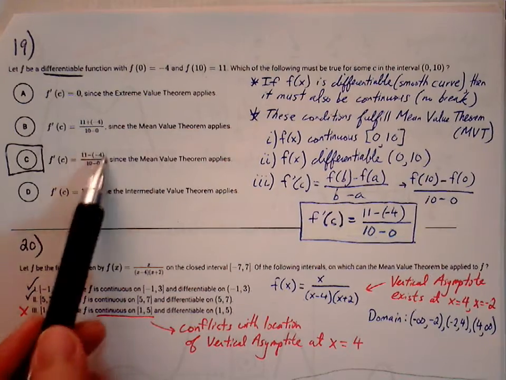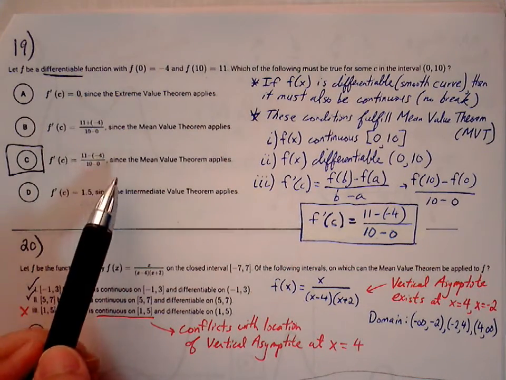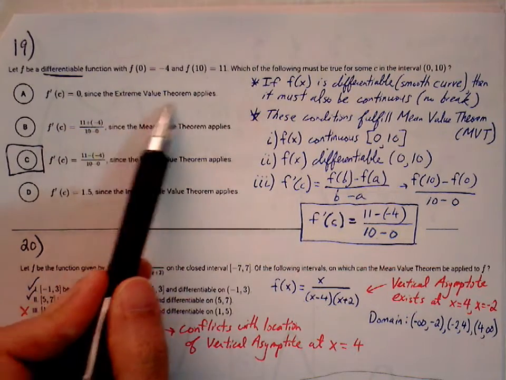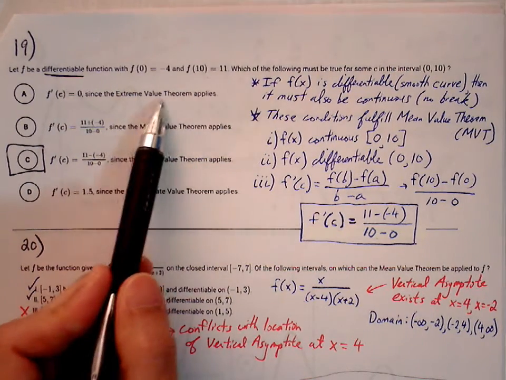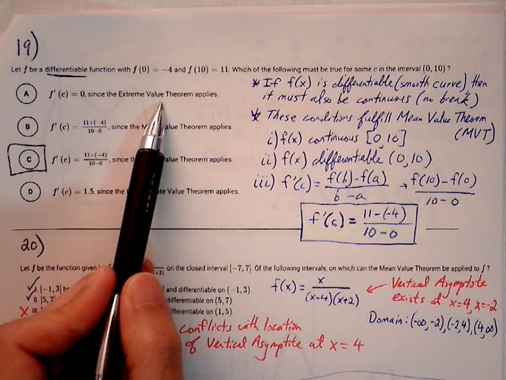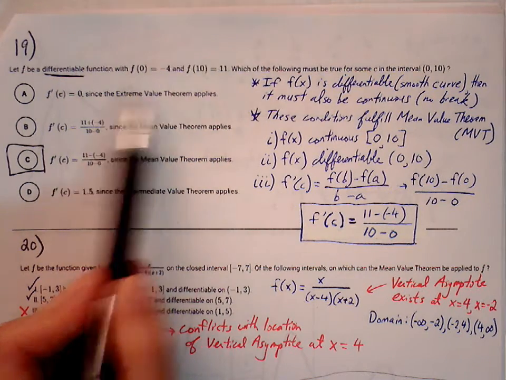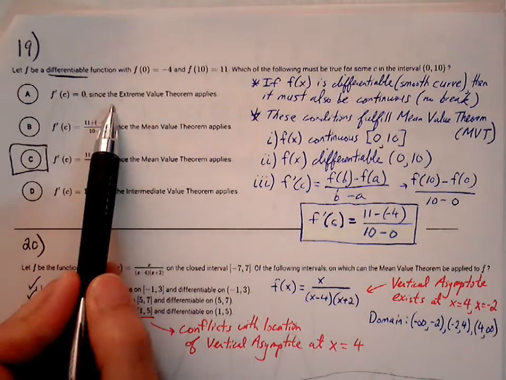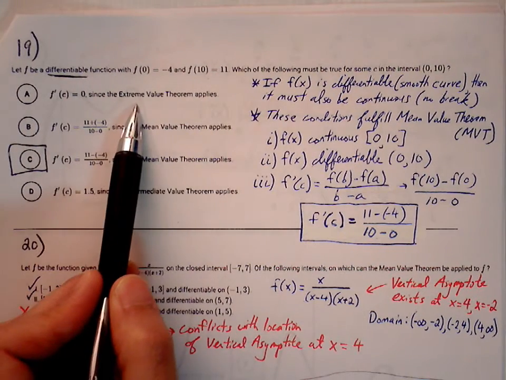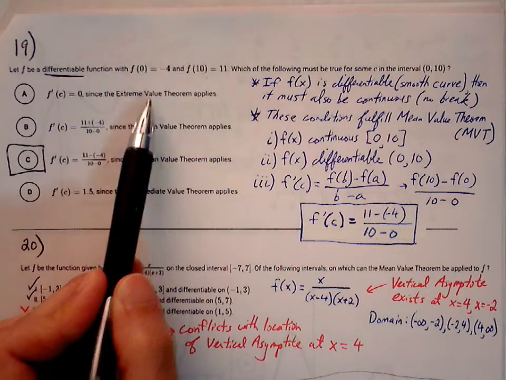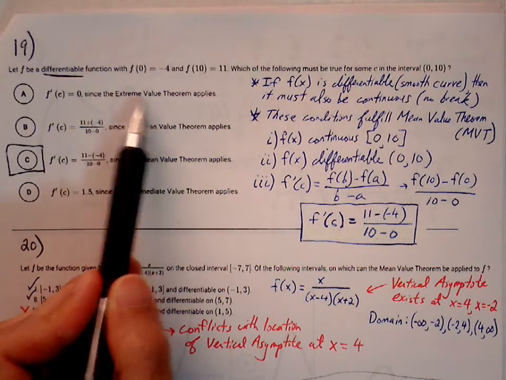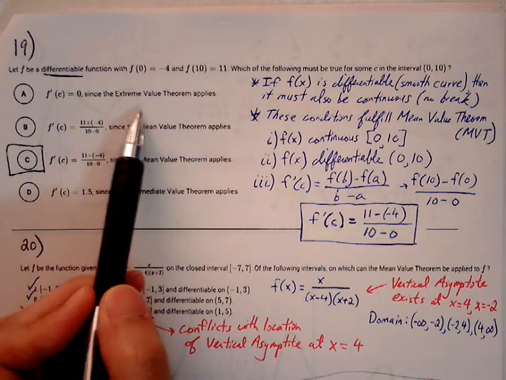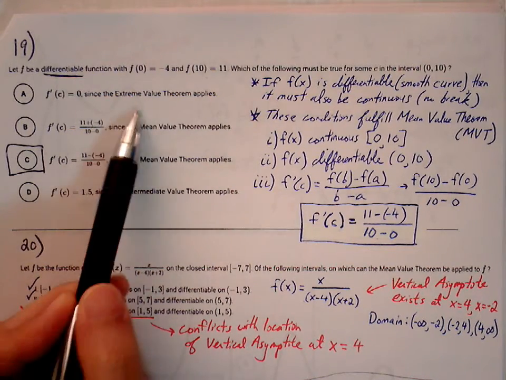Let's explore the other choices and why those are not correct. F prime of c equal to 0, since extreme value theorem applies. Extreme value theorem is trying to guarantee the highest and lowest points on the graph. But we can't guarantee a slope of 0 this way, because extreme value theorem does not require differentiability. Extreme value theorem only requires continuity, and then we're testing endpoints and critical points.